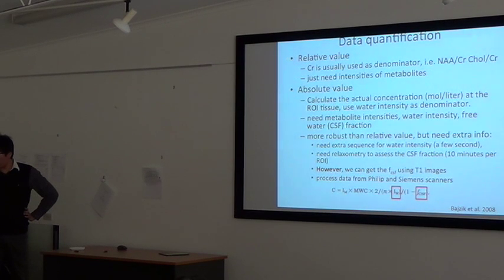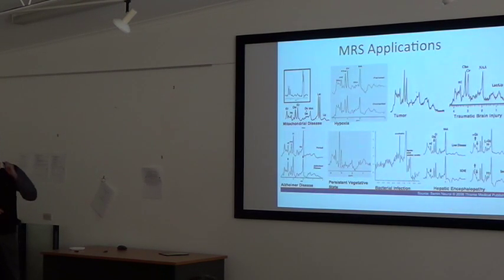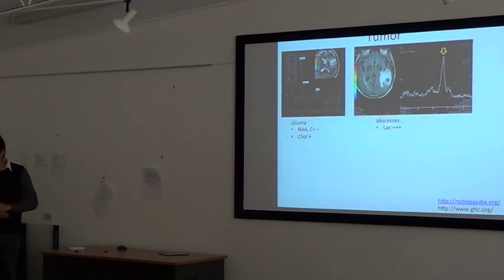Okay, so that's all about the technical part. Let's talk about the applications of MRI spectroscopy. The traditional application of spectroscopy is in brain tumor. First, spectroscopy can help to distinguish between abscesses and glioma. For example, here you see a huge peak of choline for this glioma, which I said is the bad one, indicating active tumors.